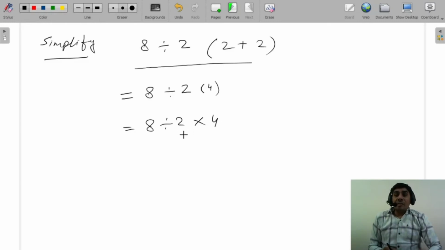In this expression, multiplication and division both signs appear. So first we have to solve division. So 8 divided by 2, that means 8 into 1 by 2. We have to write the multiplication inverse of 2 and change the sign of division to multiplication into 4. 2 into 4, which is equal to 8 into 2 is equal to 16.